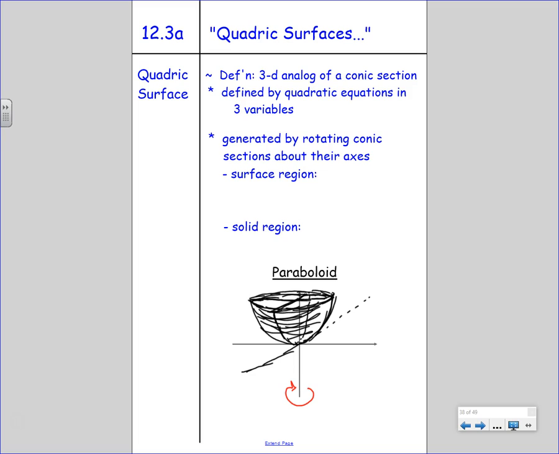Now, let's go up at the top. There are two blanks we didn't fill in. Surface region and solid region. Surface region. What if it was just the outer shell? You had something back in geometry, maybe back in middle school math, probably geometry. You would have called this the surface area. Does that make sense?